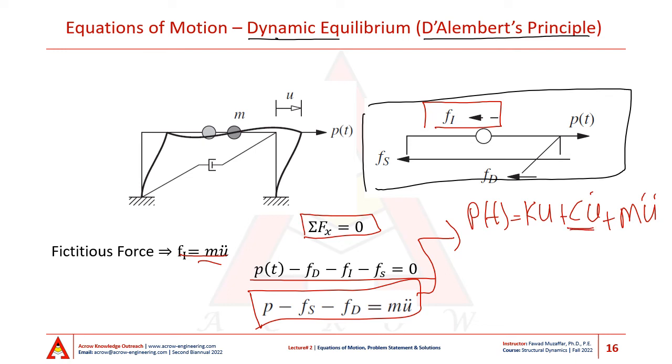Again, this is basically because this is representing viscous damping, and this is representing my force in the columns due to lateral deformation.